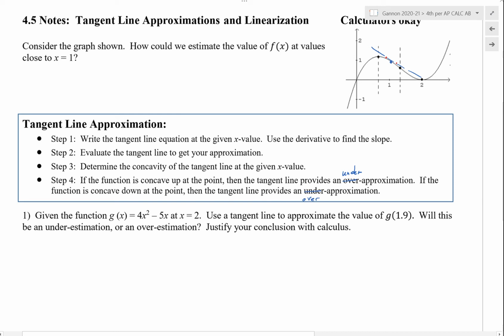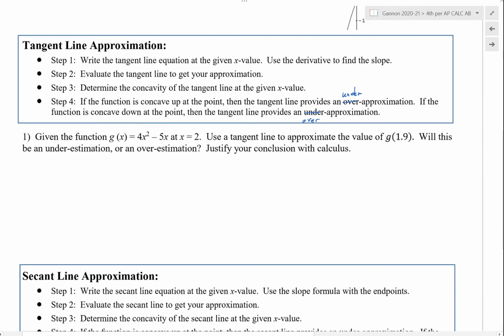So let's take a look at example 1. It says, given the function g of x, which is equal to 4x squared minus 5x at x equals 2, we want to use a tangent line to approximate the value of g of 1.9. Then we're asked, will this be an underestimation or overestimation? And we need to justify our conclusion using calculus.